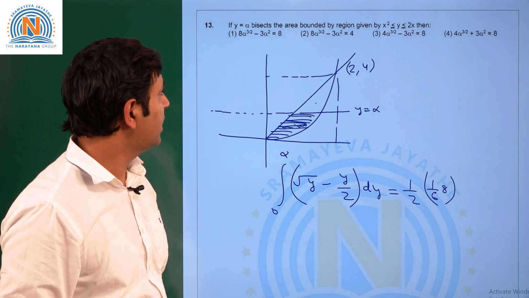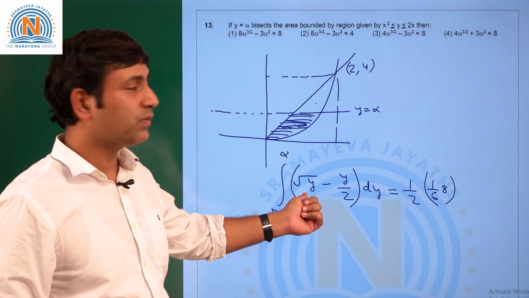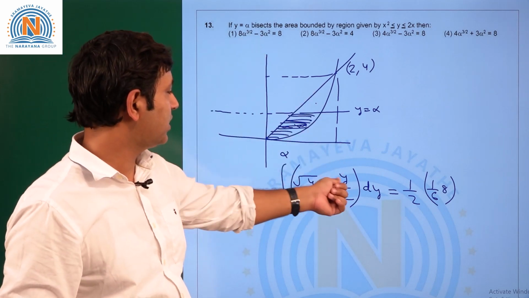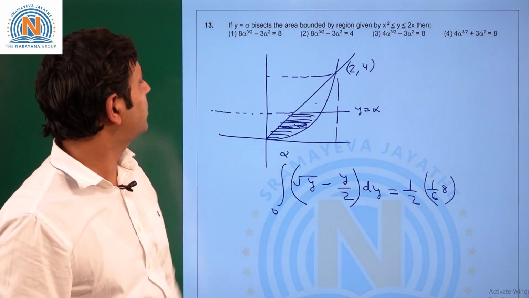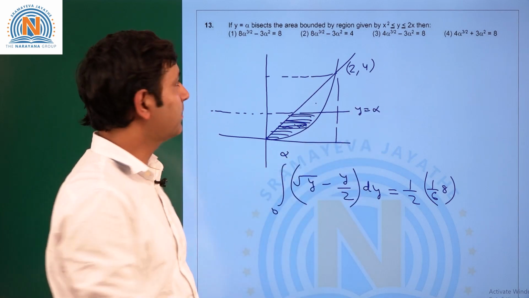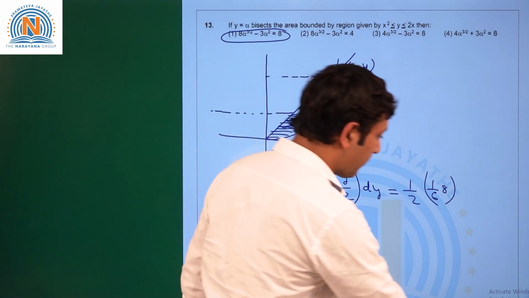This we already have. Now we'll integrate root y to get y root y, we'll get alpha to the power 3 by 2 from here. Alpha square, integration of y will be y square by 2, we'll get y from here, and we'll look at which of the following options is matching. We'll mark it, we'll move on to the next question.